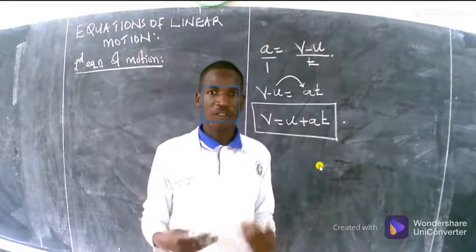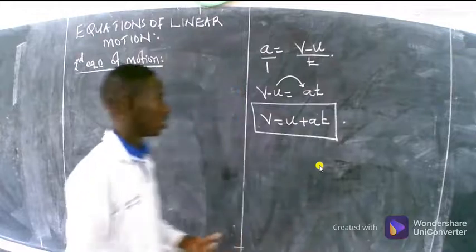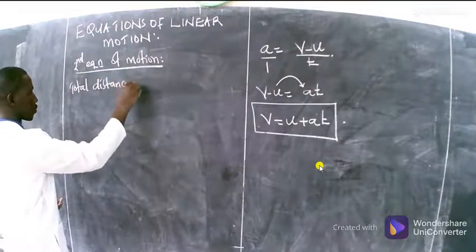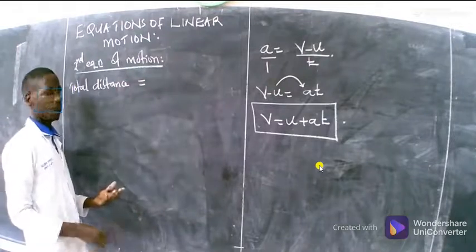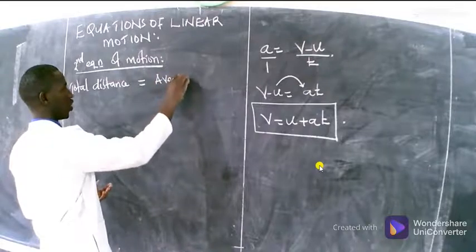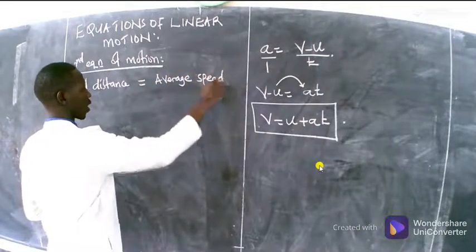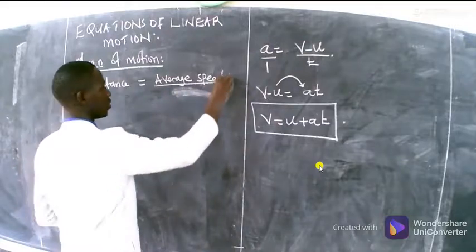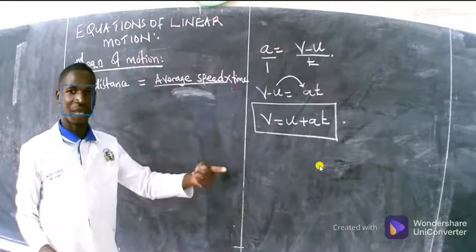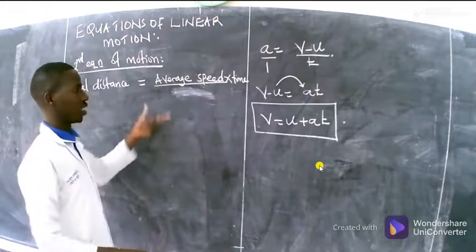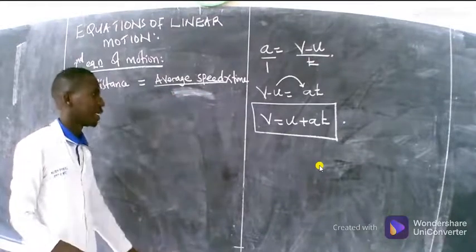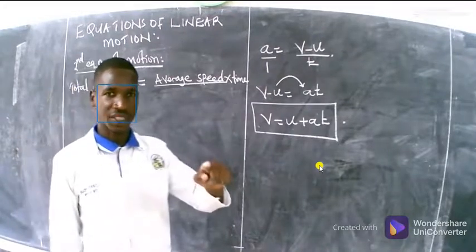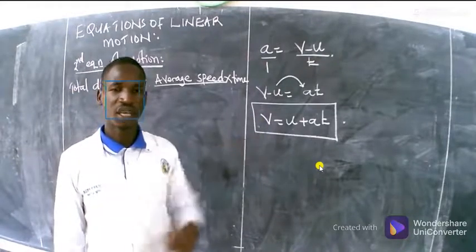So, we start from the expression of total distance traveled. The total distance covered, from the definition, is the average speed times the time. You know, distance is equal to speed times time, right? So the total distance traveled is the average speed times the total time which has been taken. Good. Now our total distance traveled here, we denote it with the letter S, okay? Letter S denotes the total distance traveled.